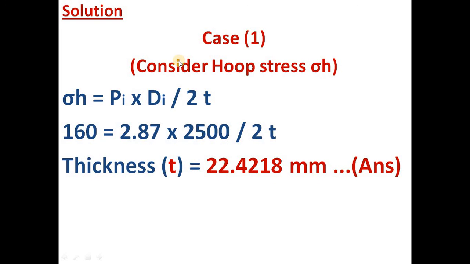Okay. Considering hoop stress, sigma H, our relation is Pi Di divided by 2T. That is the hoop stress relation. Sigma H is 160, Pi is 2.87 into 2500 mm, divided by 2T. From this relation, the only unknown is T. Then you can find out the value 22.4218 mm. Thickness is obtained considering hoop stress.